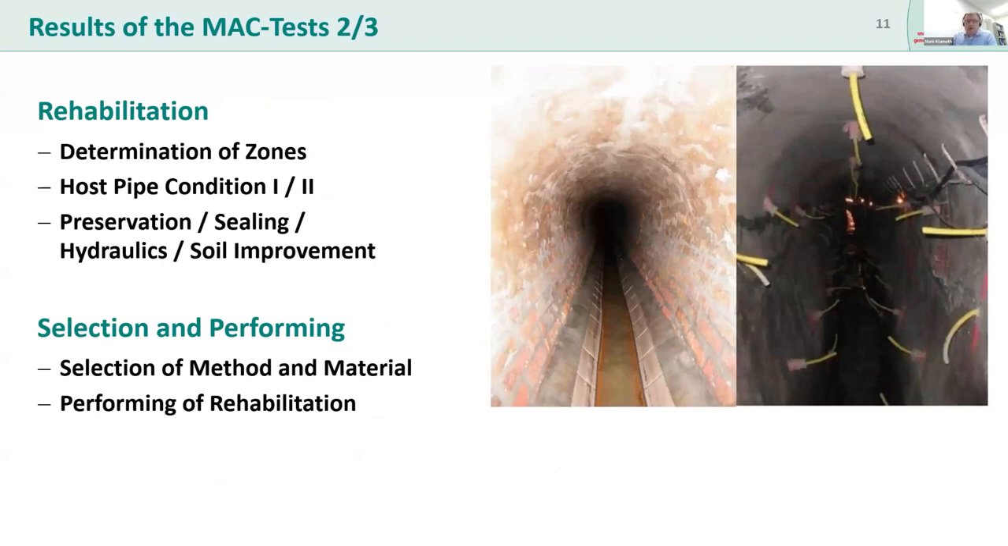The results from the MAC test may also help you in choosing the right rehabilitation for your sewer. Maybe you don't need to do anything, but it may also help you determine zones in homogeneous sections where the sewer has, like, hose pipe condition 1 or 2. Is it correct or is it not correct? And it can help you in choosing what you are aiming for. Are you aiming for preservation of the substructure, just sealing off leakages, improving the hydraulics, or soil improvement? That's where the system may help you.